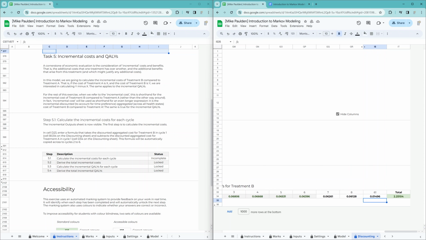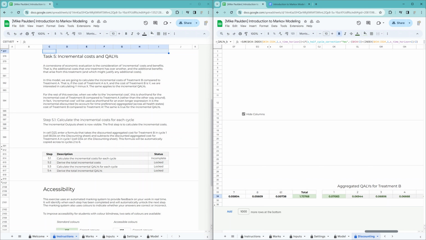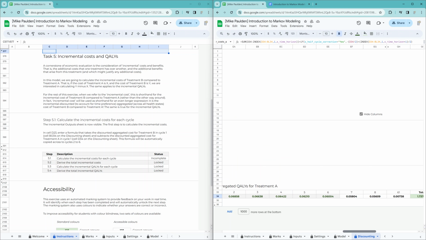We've now opened task 5. Before we end the video, let's just look at that. 2.25 qualies, and treatment A was only giving us 1.73 qualies. So, about what is that? About half a quali, just over half a quali more. But we're paying 134,000 instead of 89,000. So is it worth it? Is it worth the additional cost to get that fraction of a quali more?